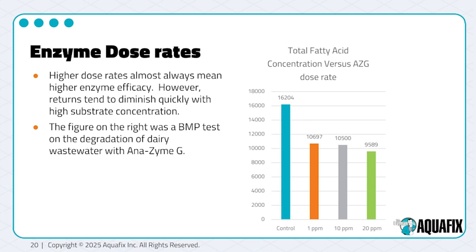If you have a high concentration of substrate present, we were seeing almost the same results with 1 ppm of anazyme G versus 20 ppm of anazyme G. So the 1 ppm was able to effectively bump into the substrate and lead to the degradation. We were seeing about 16,000 parts per million total fatty acids going all the way down to 10,700. And then when you go up to 10 ppm, so 10 times the amount, you're only seeing a little better performance by the enzyme. So it's pretty stark. We had a very high concentration of substrates, and we saw almost all of the efficacy with the lowest dose rate in this case.